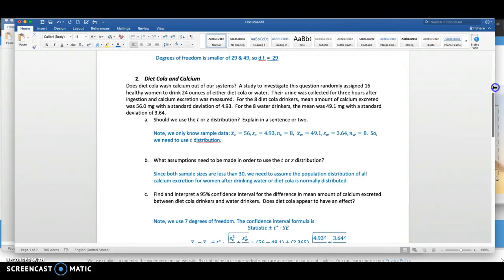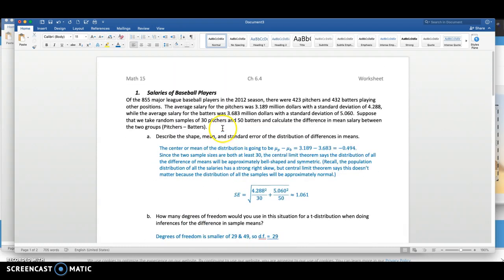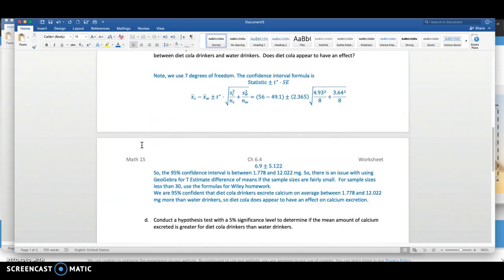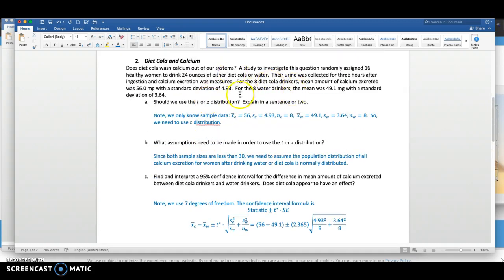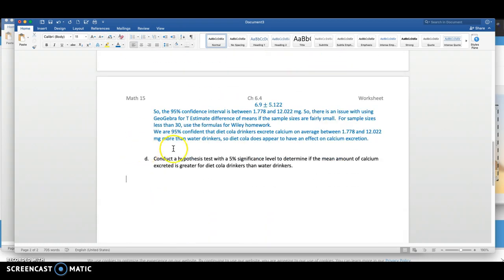Hello, in this video we're going to keep looking at the diet cola and calcium example. This is from chapter 6.4, looking at difference in means. In the last example, we computed a confidence interval on the difference of the calcium excretion, diet cola drinkers versus water drinkers. What I want to do is very quickly run a hypothesis test with a 5% significance level to see if it matches up with what the confidence interval says, that it does look like diet cola drinkers excrete more calcium on average than water drinkers.